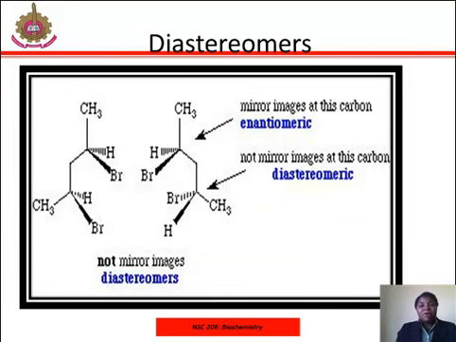A meso compound contains at least two stereogenic centers, yet the molecule itself is not chiral. This is because meso compounds contain an internal plane of symmetry. The molecule can be split by an imaginary mirror so that all atoms on one side of the mirror are the exact reflection of the atoms on the other side of the mirror.